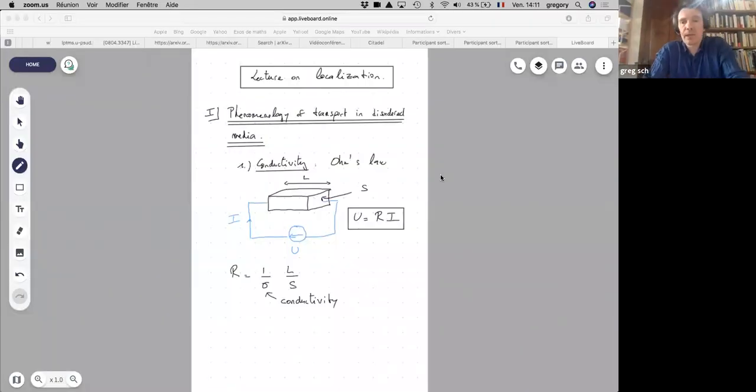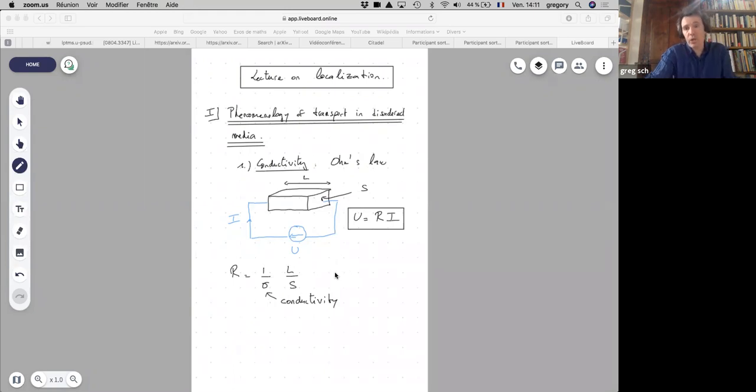Okay, let me just share my screen again. So that's the setup that we want to study. We want to look at Ohm's law, which relates the voltage to the current I via this relation. And the question is how can one compute this R? Typically this R is related to what is called the conductivity via these relations, where this L over S is just a simple geometric factor of your sample.